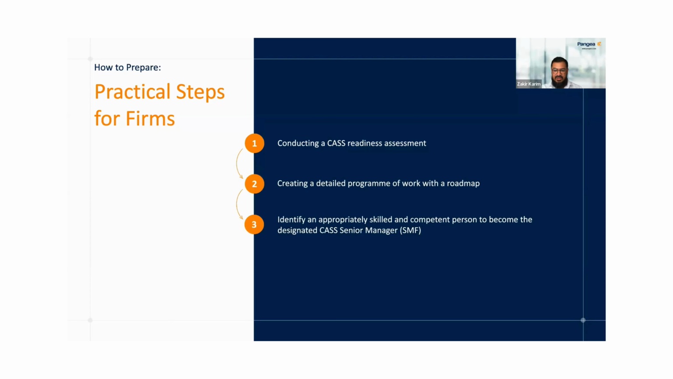Another aspect is to identify an appropriately skilled and competent person to become the designated CASS senior manager. So currently, when it comes to selecting the CASS SMF, you do need to show and evidence relevant skills, relevant experience, and competence with CASS. Much like that, with the CASS senior manager that will be designated to lead the CASS responsibilities within the firm, the expectation is that there is a level of competence, skills, and experience. So if that isn't the case internally and you don't have those resources, then you need to start looking at that within your firm and perhaps outside of the firm.